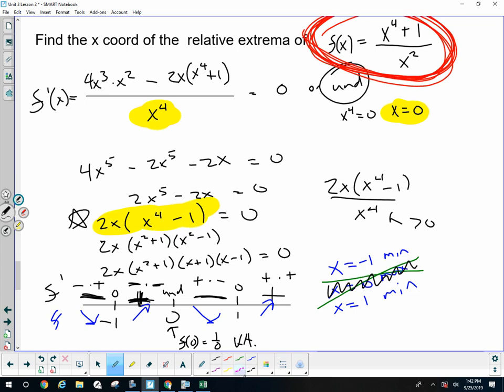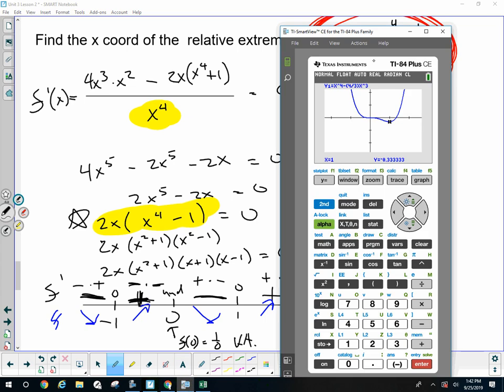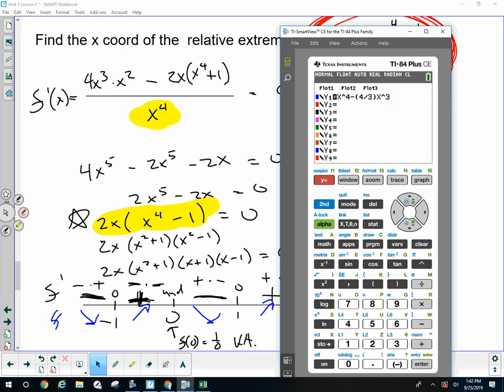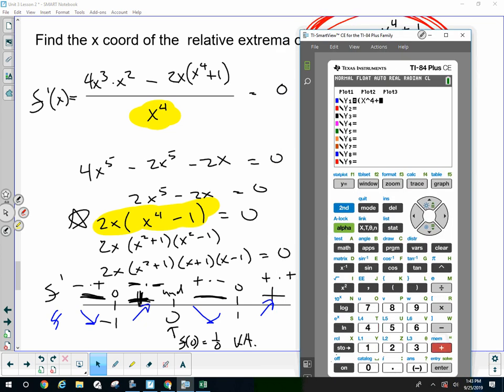I'll show you how great you guys did if I graphed x to the 4th plus 1 divided by x squared. There is a min at -1. There is a min at 1. We have a vertical asymptote at 0. It's really cool. We were able to do that.